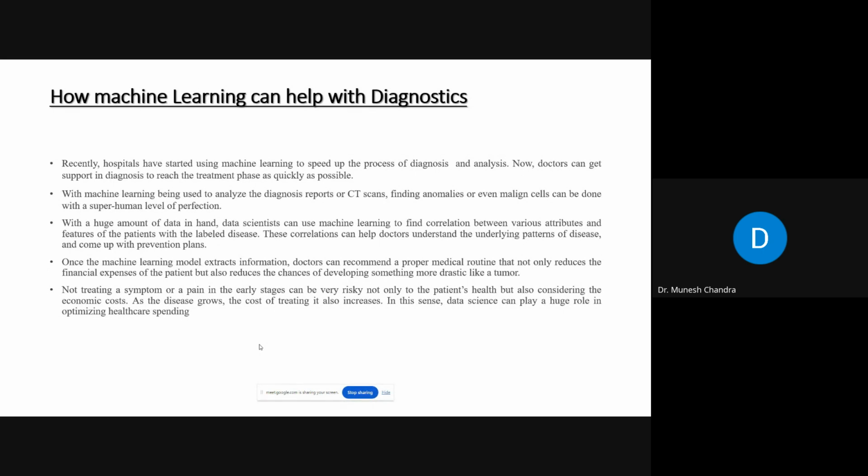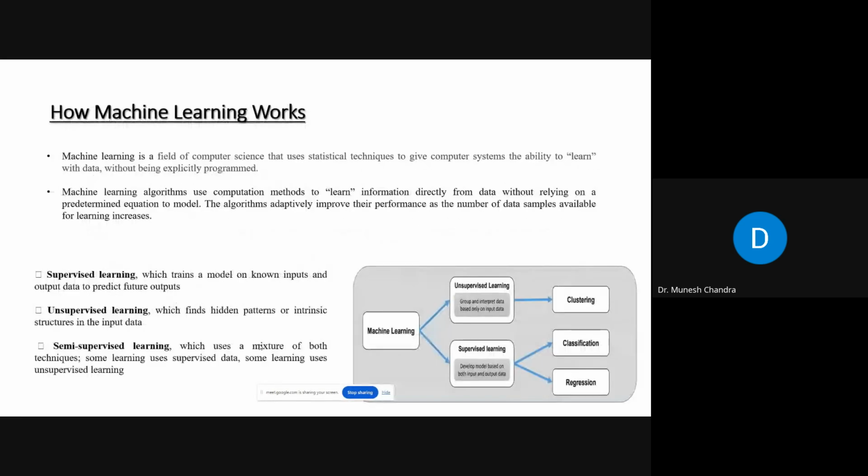But if we have that data and apply machine learning algorithms, then with the help of that input and output, we can easily identify the symptoms and which disease is going to start in that particular patient. In this way, we can say machine learning is helping in the identification of disease.